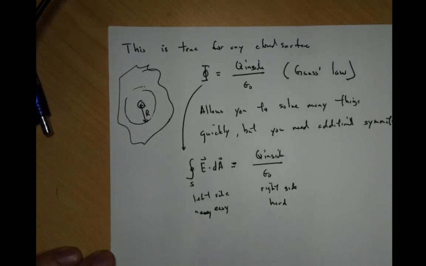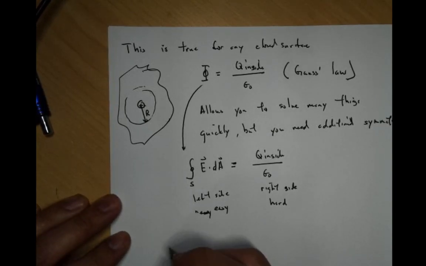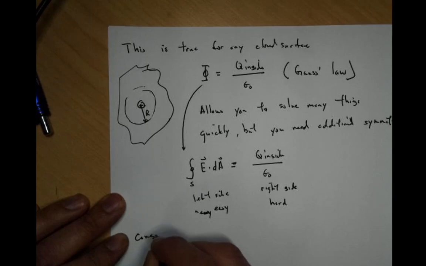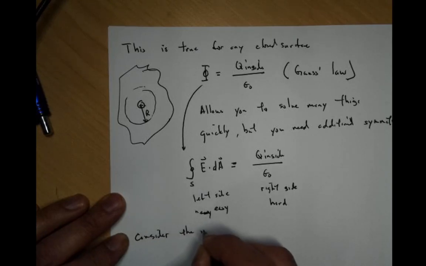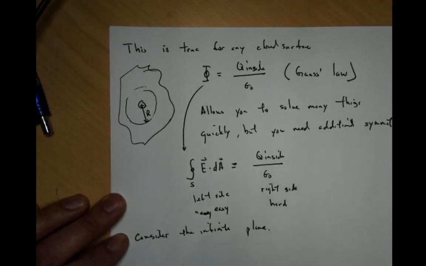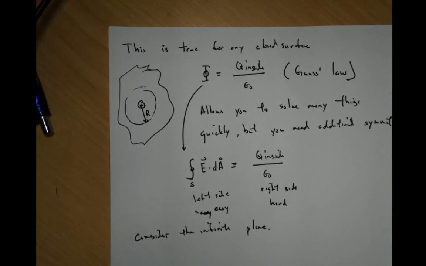So let's consider an example of this. Let's consider the infinite plane. Now we had just done this, and it wasn't that nice. We had to basically do the electric field from a ring, then use the rings to do a disk, and then take the disk R to infinity. That was like many pages of math. So we're going to try to do this very quickly using Gauss's law.